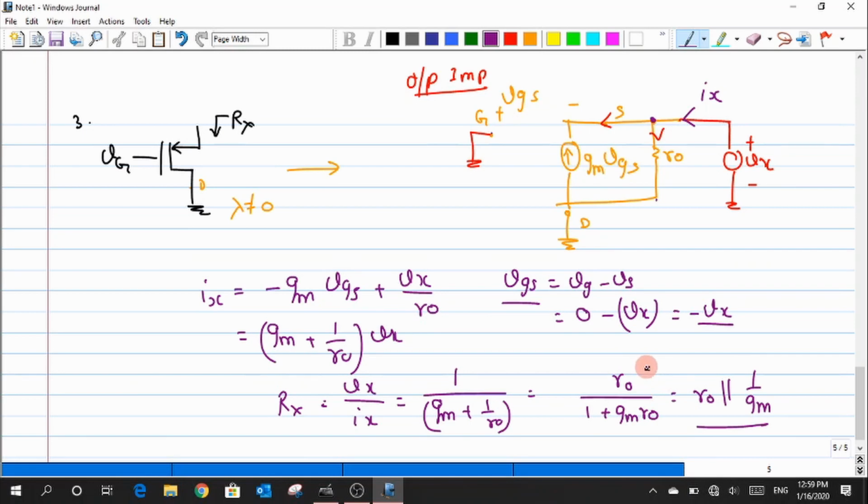Are you clear with the conversion from here to here? It's a pretty straightforward way of expressing that. So what happens if I'm going to assume that the lambda is equal to 0 for the circuit? What will be the output impedance? It will be 1 by GM. Okay, so hope that everyone is clear.